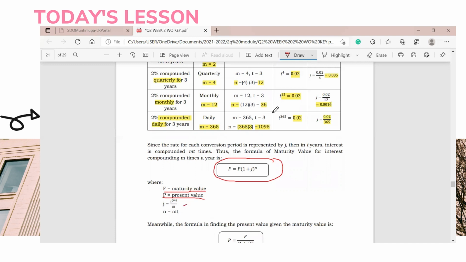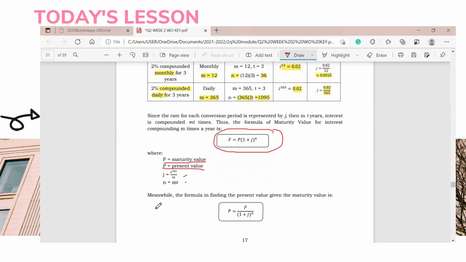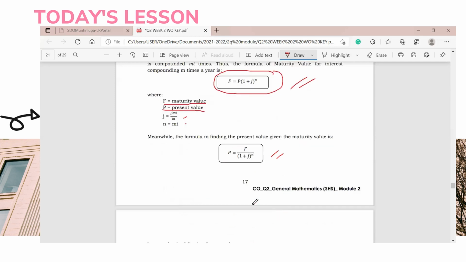Tandaan to. Kaya tayo nag-table para makuha muna natin yung value ni J at saka ni N para nagsasubstitute na lang tayo. Meanwhile, from this given formula, we will just derive the formula to find the principal value or present value. I-divide lang natin ng (1 plus J) raised to N at ito na yung makukuha natin, yung present or principal value.